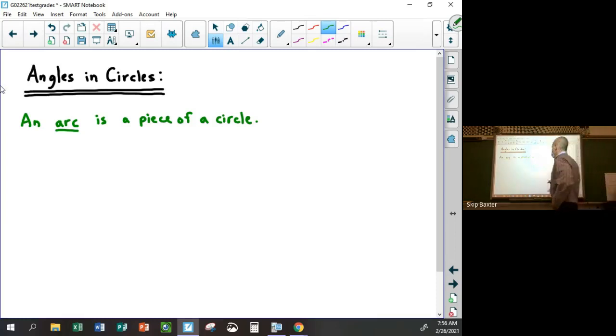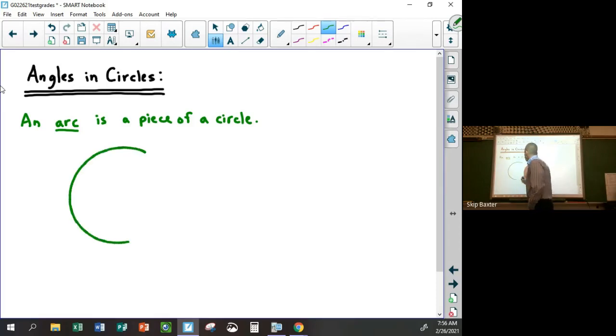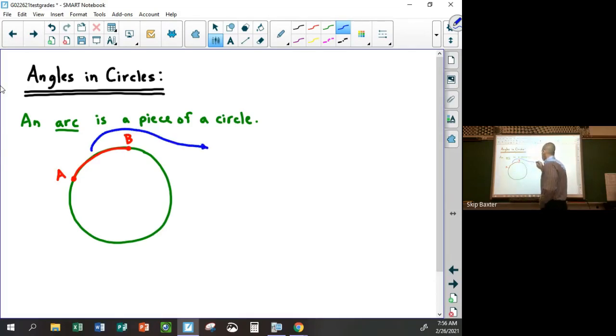Okay, so if I have a circle like this, for example, I might talk about the piece of the circle from A to B. Okay. And you would call this arc AB. This right here. Arc, and put a little arc over it like that.